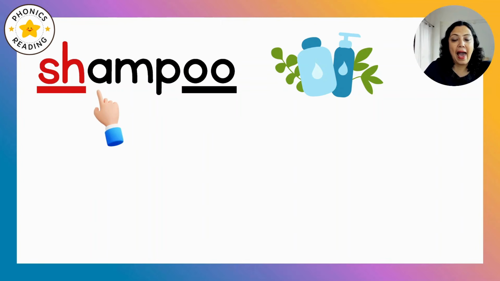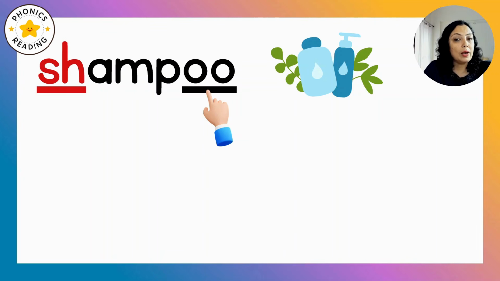Sh, a, p, oo. Shampoo. Was it difficult? No, because we know all the phonic sounds. If you don't know the phonic sounds, quickly download the Up to 6 Phonics Plus app and learn.